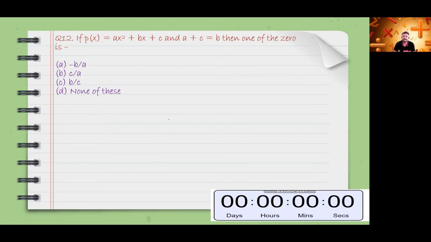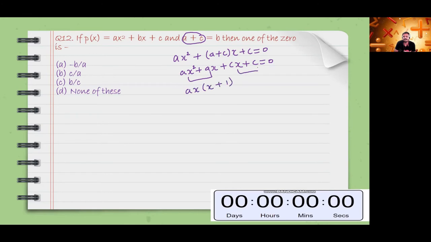Okay, time up. Now see, same process we will do. In place of b, what will we write? We will write a plus c. So ax square plus a plus c x plus c, which is equal to 0. So what will it become? ax square plus ax plus cx plus c, which is equal to 0. What is common in these two? In the first two, ax is common. So x plus 1. What is common in these two? c will be common. So x plus 1, which is equal to 0. So x plus 1 in the first bracket and ax plus c in the second bracket will be equal to 0. Independently equate both the brackets with 0.